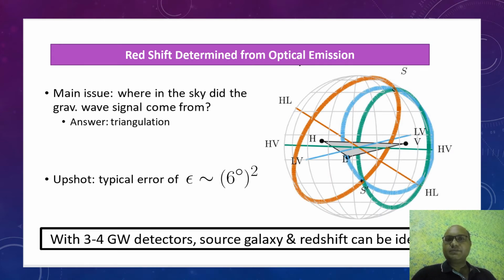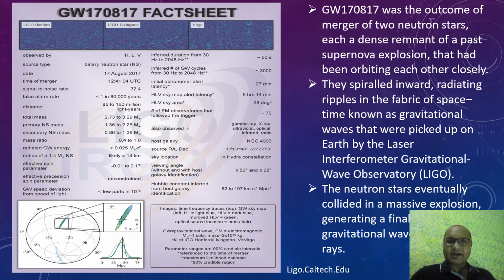The redshift is determined by the optical emission. We have a big question: where in the sky did this gravitational wave signal come from? We have the triangulation method for measuring the localization of the source with a typical error of 6 square degrees. So 3 or 4 detectors or source galaxies and redshift can be ideal for the best localization with good accuracy.